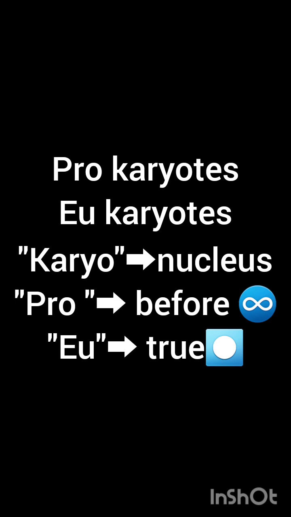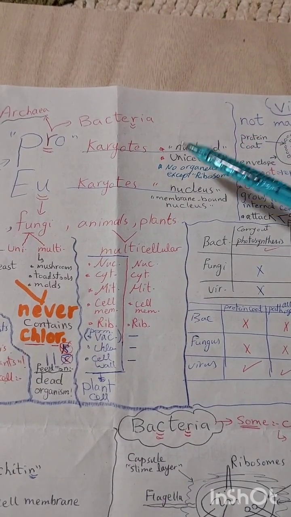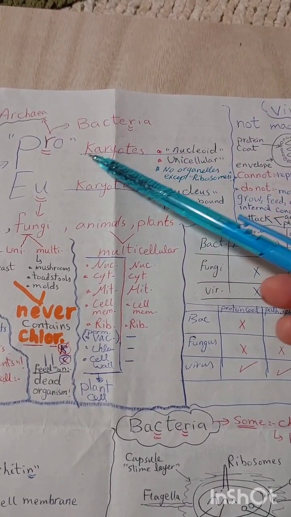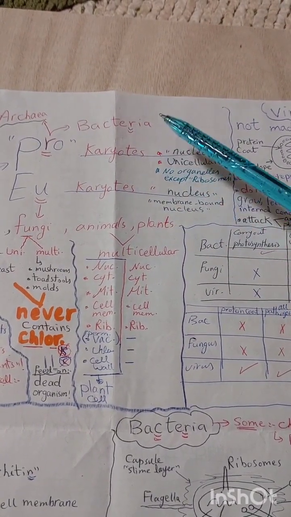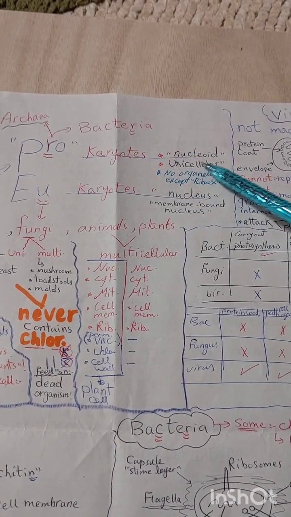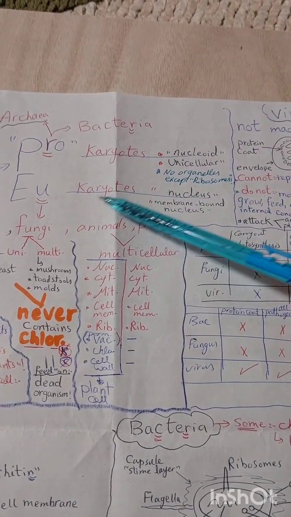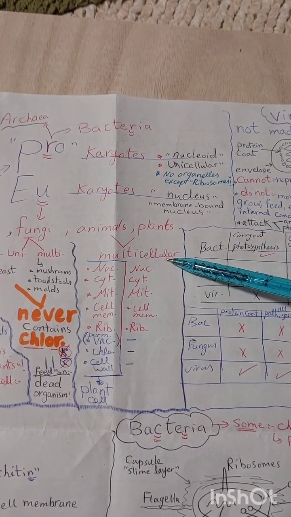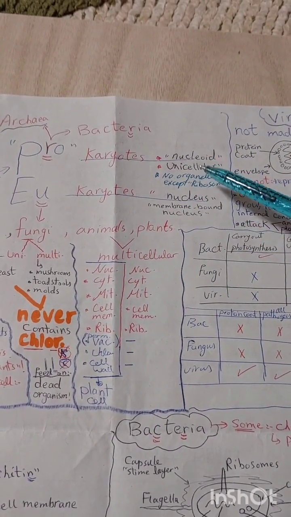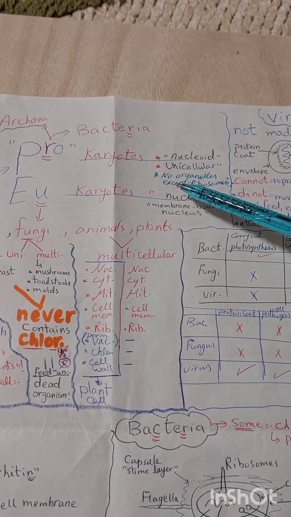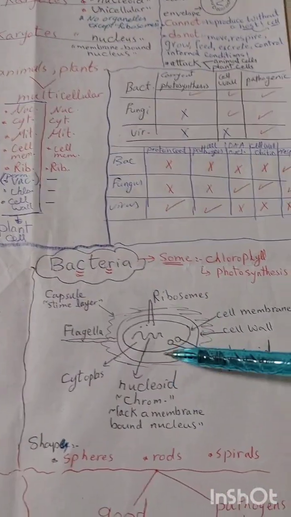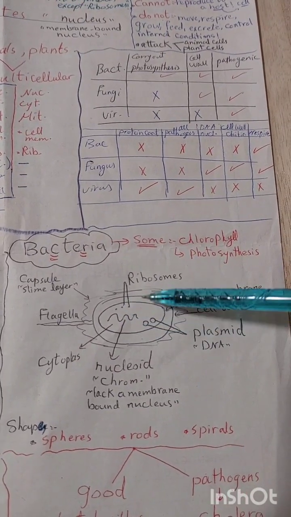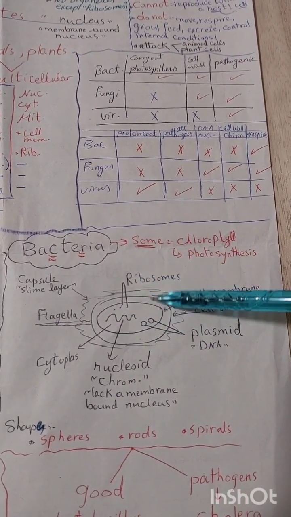Ta-da! The second difference, prokaryotes, bacteria are unicellular. So again, bacteria are unicellular, but eukaryotes are multicellular and unicellular too. The third one, as you see here, bacteria cell, no organelles inside except ribosomes.